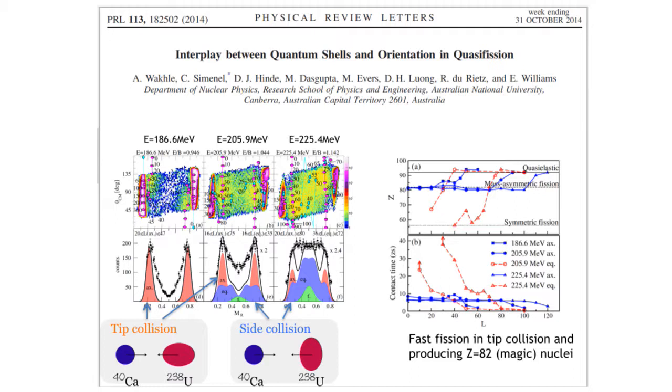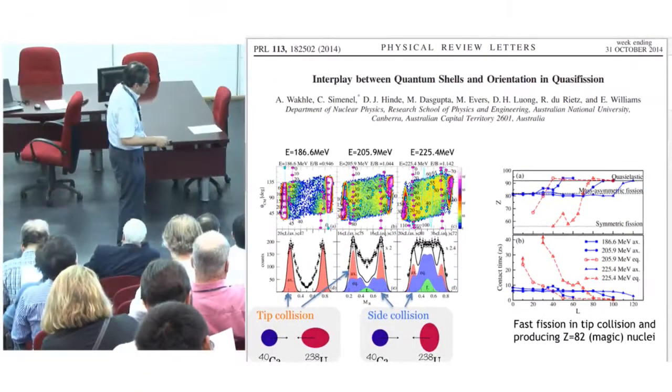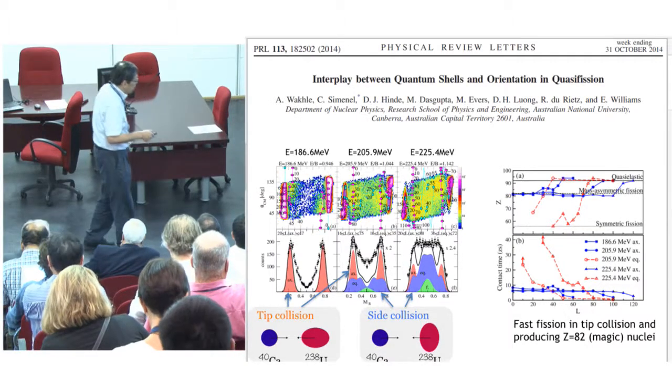And also the time required for the quasi-fission is very different between these two collisions. It is a very fast collision in the tip case, and in that case, the final fragment becomes very close to proton number 82, so it indicates the importance of the magic number. But for the side collision, it's almost half and half, so it takes a long time.